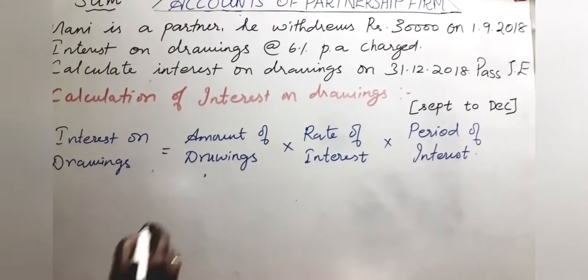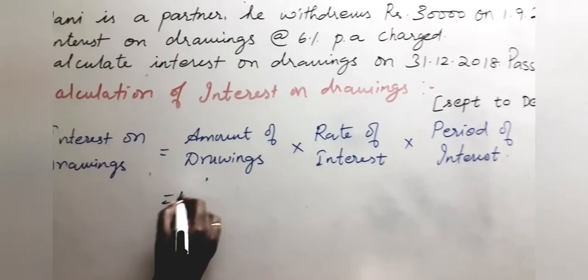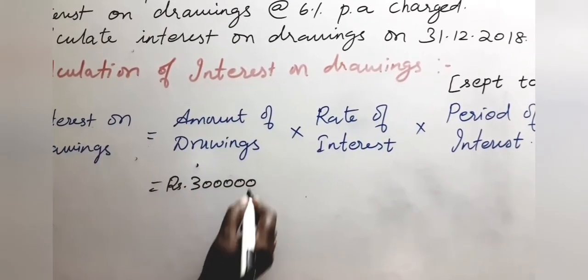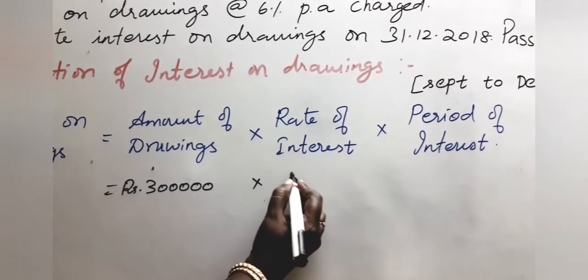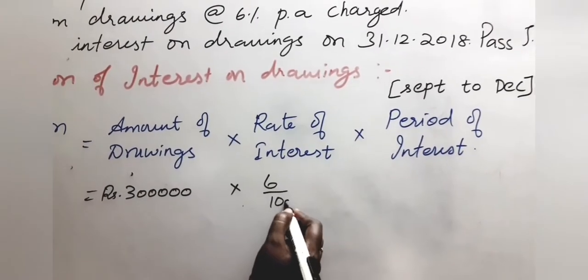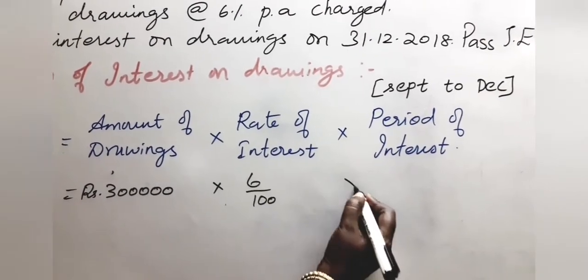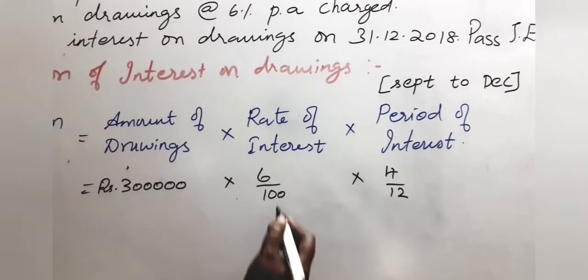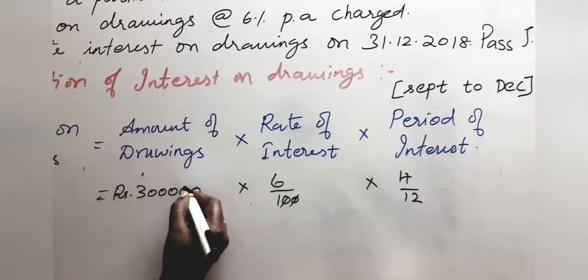So now I am going to write the sum for you. The amount of drawing given in the question is how much? 30,000. 30,000 into rate of interest, which is 6/100, into period of interest, which is 4/12. You got me, students? So when you calculate this, you get an amount.